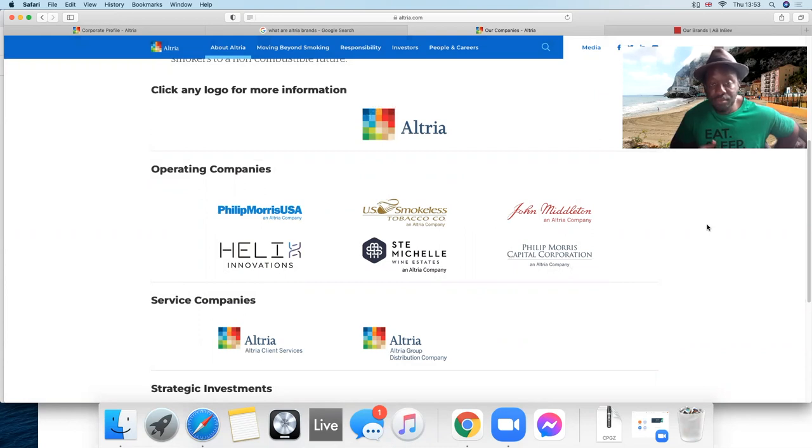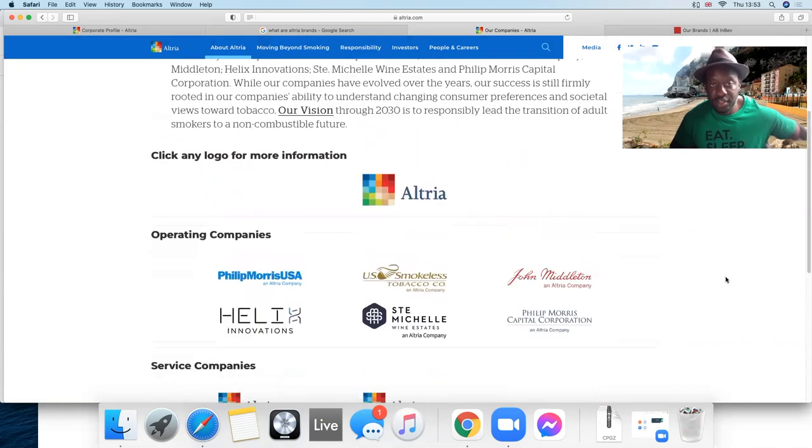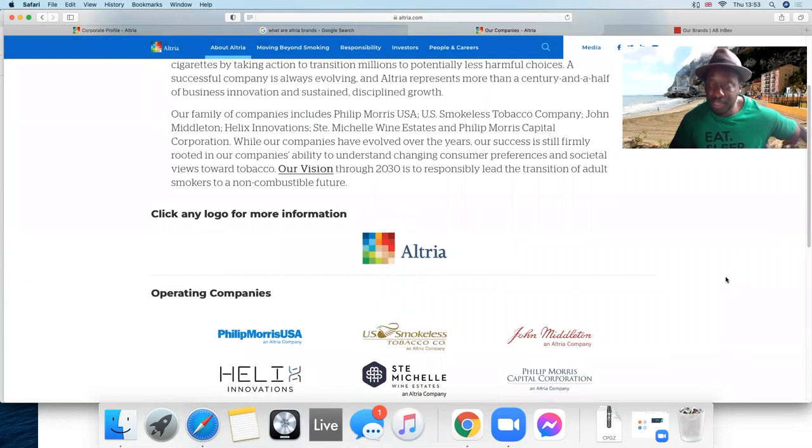They're stepping away. They're still going to own them brands, but they're also providing alternatives with the vaping. They're into cannabis, they're into wine, they're into alcohol. So they're going to be able to provide these dividends for many years, I believe. Also, they're actually dividend kings.